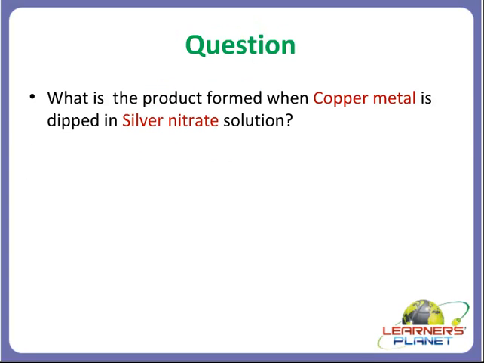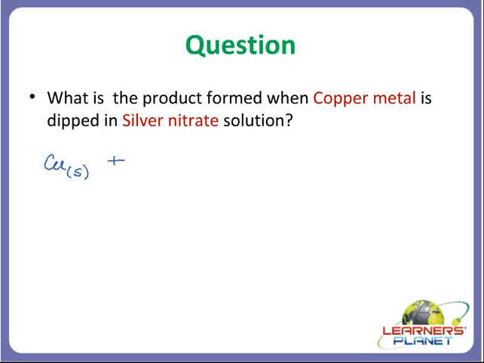That is, what is the question here? The question is, what is the product formed when copper metal is dipped in silver nitrate solution? Let's write the equation, students. So, copper metal, is it a solid or a liquid? I'll write it here, copper. It is a solid, right? Now, it is dipped in silver nitrate solution.